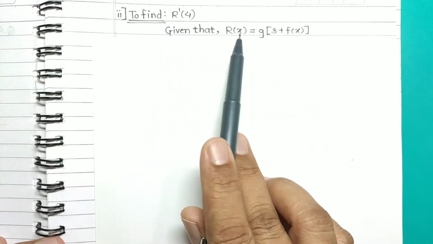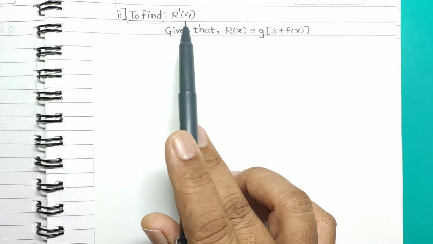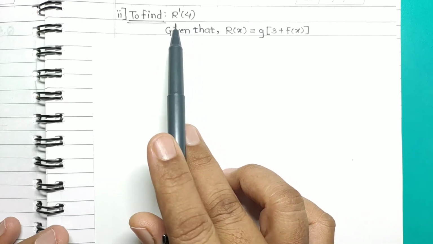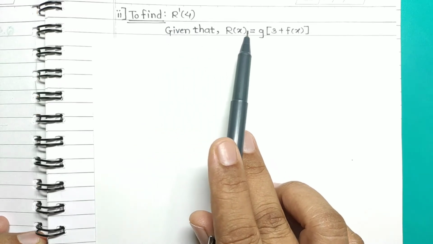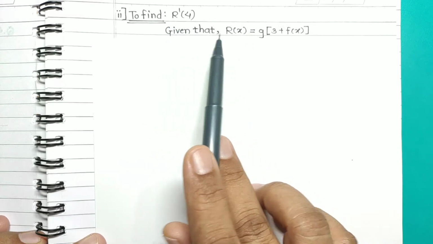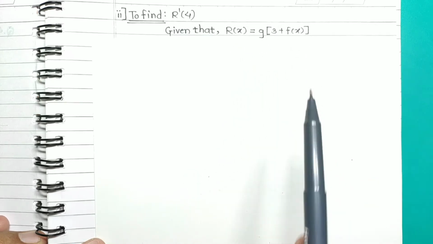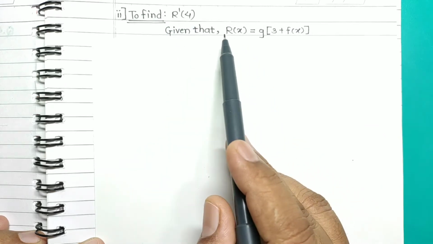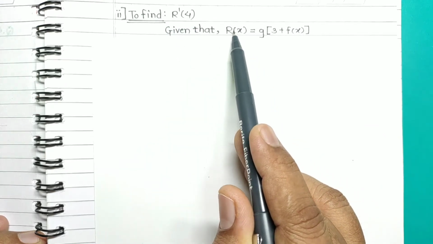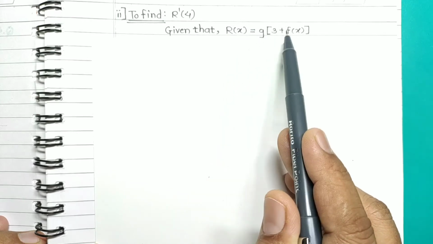I am mentioning here capital R since in the first sub question we are given small r of x function. Okay, so to distinguish I am mentioning it as capital R of x. Note this: we are given R of x is equal to g of 3 plus f of x. Now to find out R dash of 4, we have to first find out R dash of x. For that we have to differentiate this function.